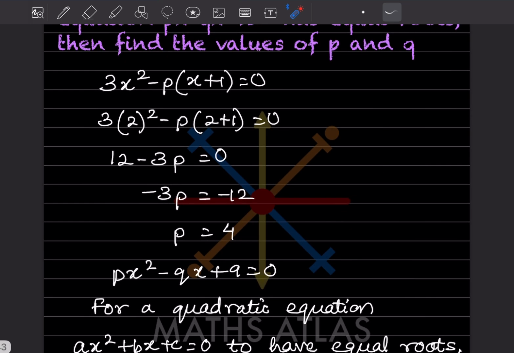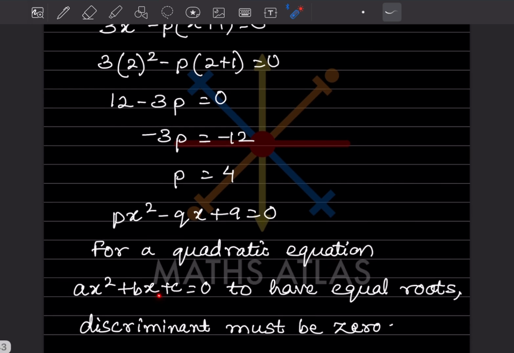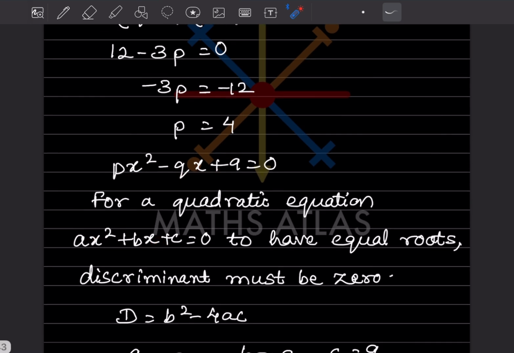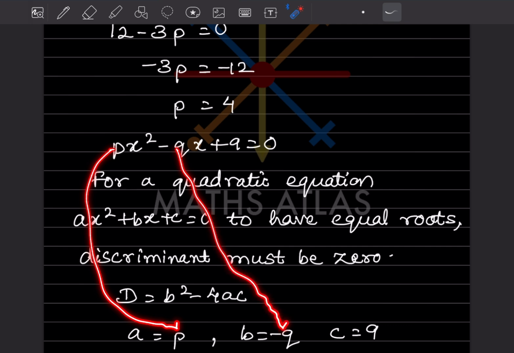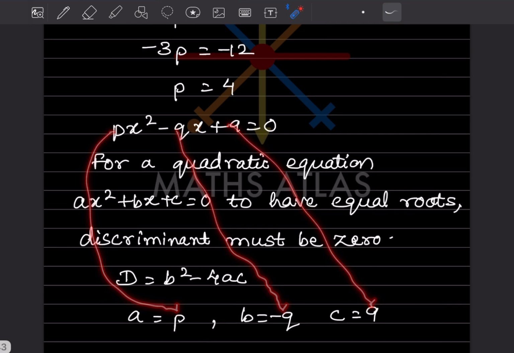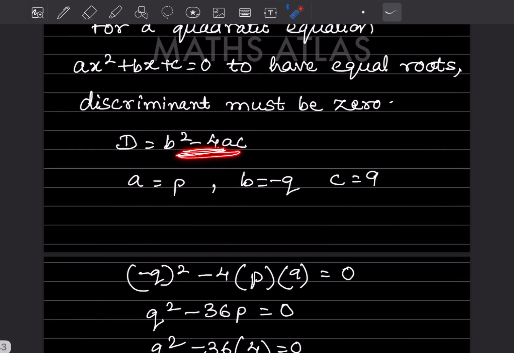Now let us take the equation down. This is the quadratic equation in the form ax square plus bx plus c. To have equal roots, the rule is discriminant must be equal to 0. That discriminant is b square minus 4ac. So here what do you have? This a is p, b is minus q, and c is 9. So we can put this one over here. So that is going to be minus q square minus 4 into p into 9, that is 0.